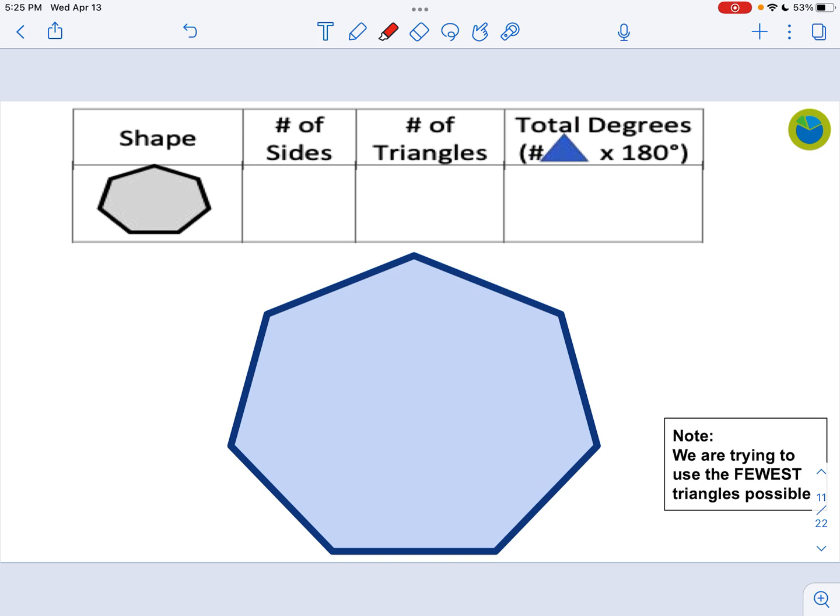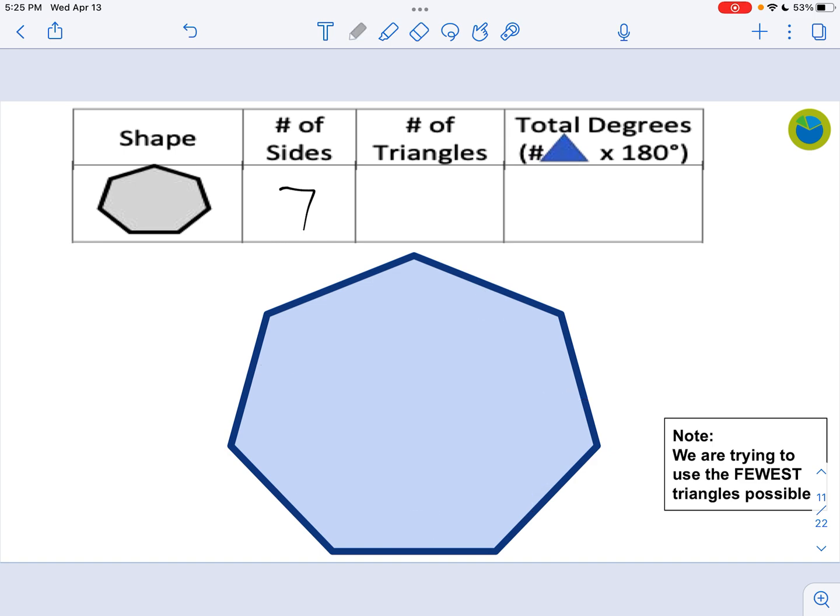Here's the next one. Count the sides. 1, 2, 3, 4, 5, 6, 7 sides. Do you already know how many triangles are hiding inside? You might. There's a pattern definitely happening here, right? If you think you know, you can write it down, all right? Be ready to erase just in case you make a mistake.